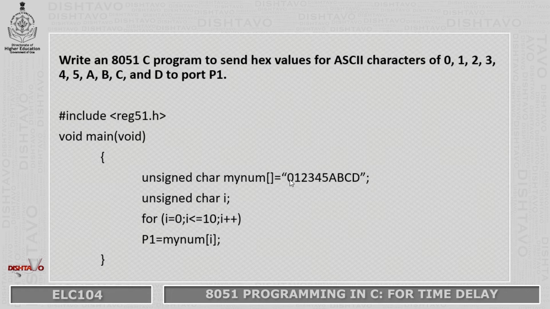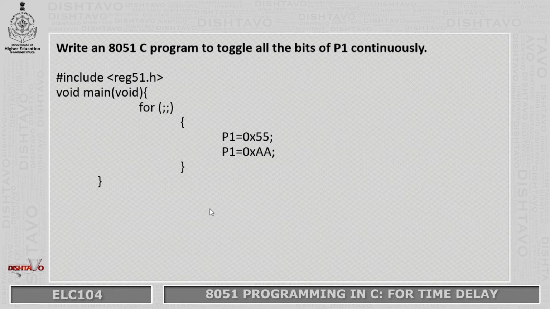So first it will show the value of 0, then it will send the value of 1, then 2, 3, 4, 5, A, B, C, D. So in this way, you can send the values of 0 to D in the form of a string to any of the ports. So we've used the unsigned char. The next one is to toggle all bits of port 1 continuously.